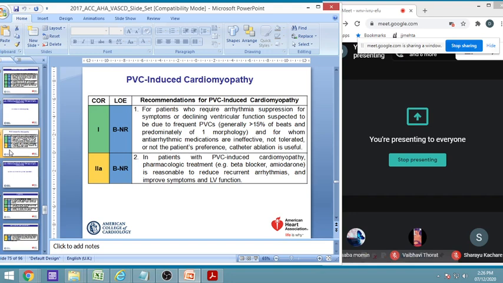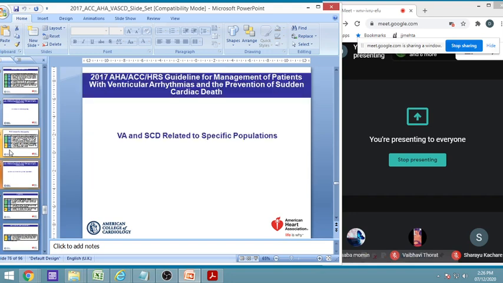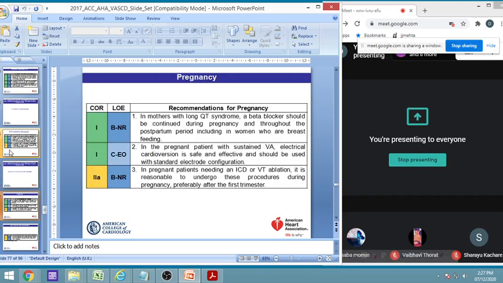Then next is ventricular arrhythmia and sudden cardiac death related to specific populations. In cases of pregnancy with long QT syndrome, beta blockers should be continued during pregnancy and throughout the postpartum period, that is, after delivery.